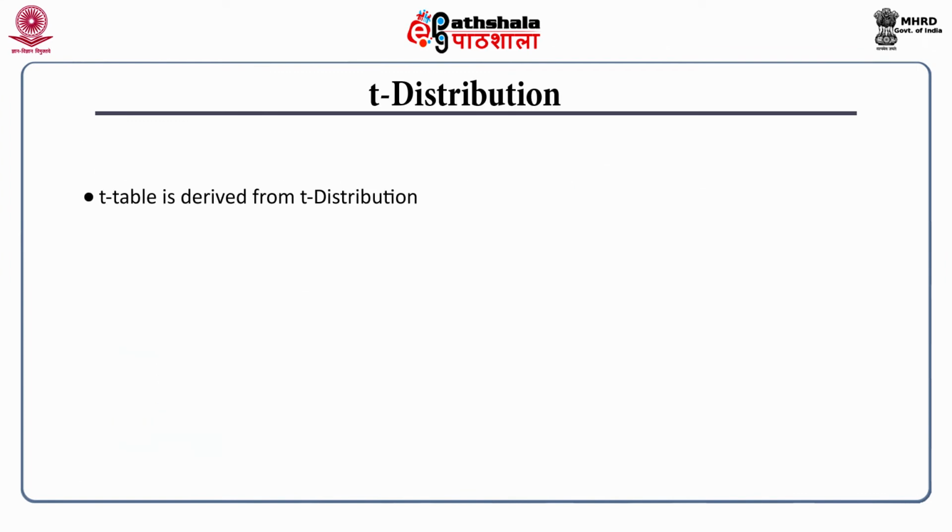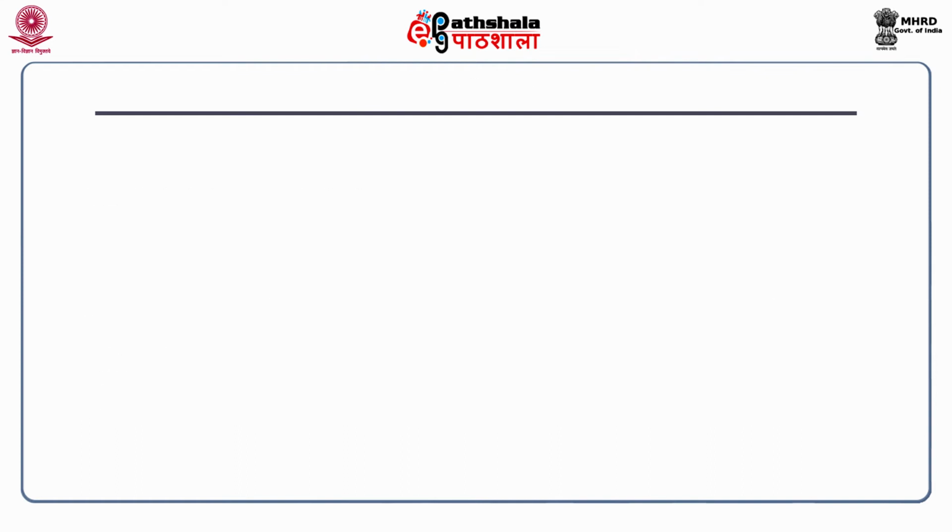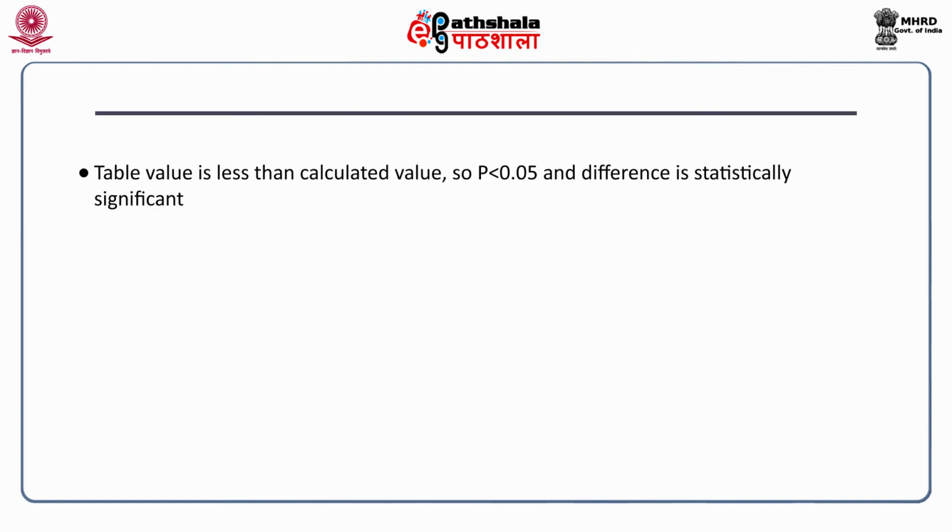The t table is derived from the t distribution using calculus. The t distribution is an important probability distribution involved with a number of statistical significance tests. Earlier we have seen how this distribution is used for the calculation of the confidence interval of the sample mean. The t distribution is also used for the t-test as explained here, and also for linear regression analysis and Bayesian analysis, discussed elsewhere.